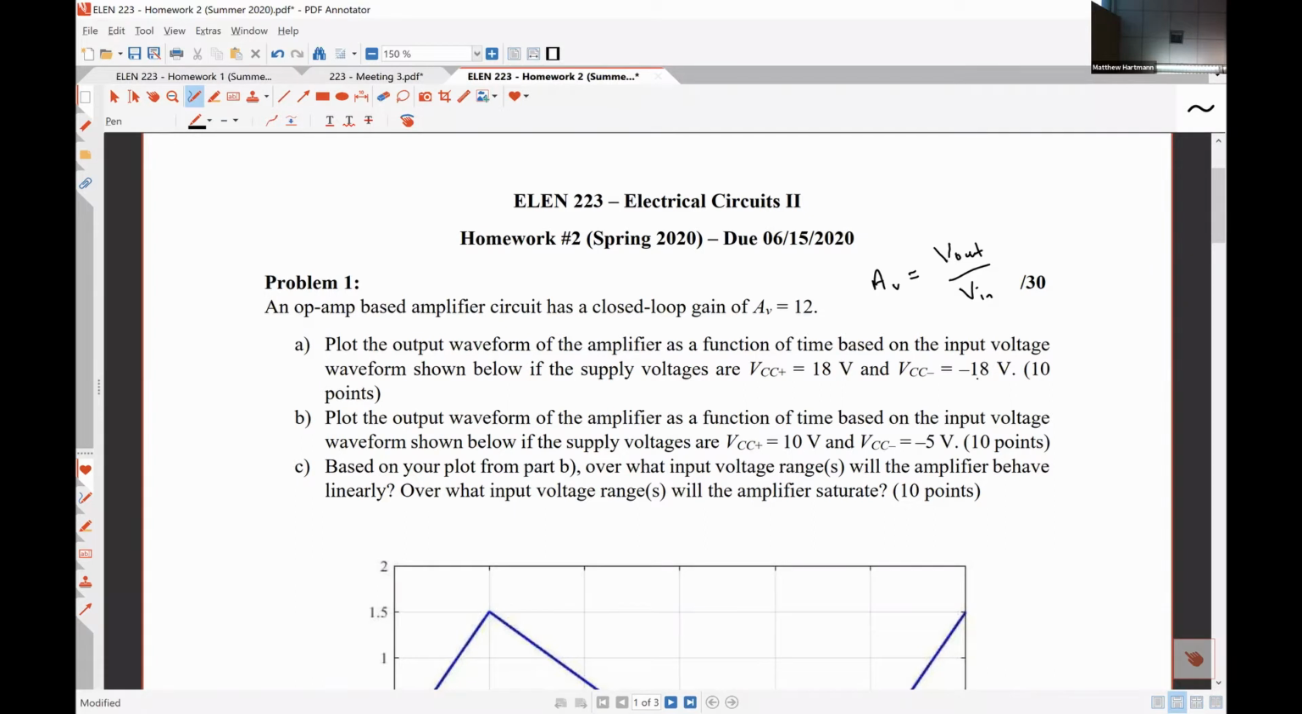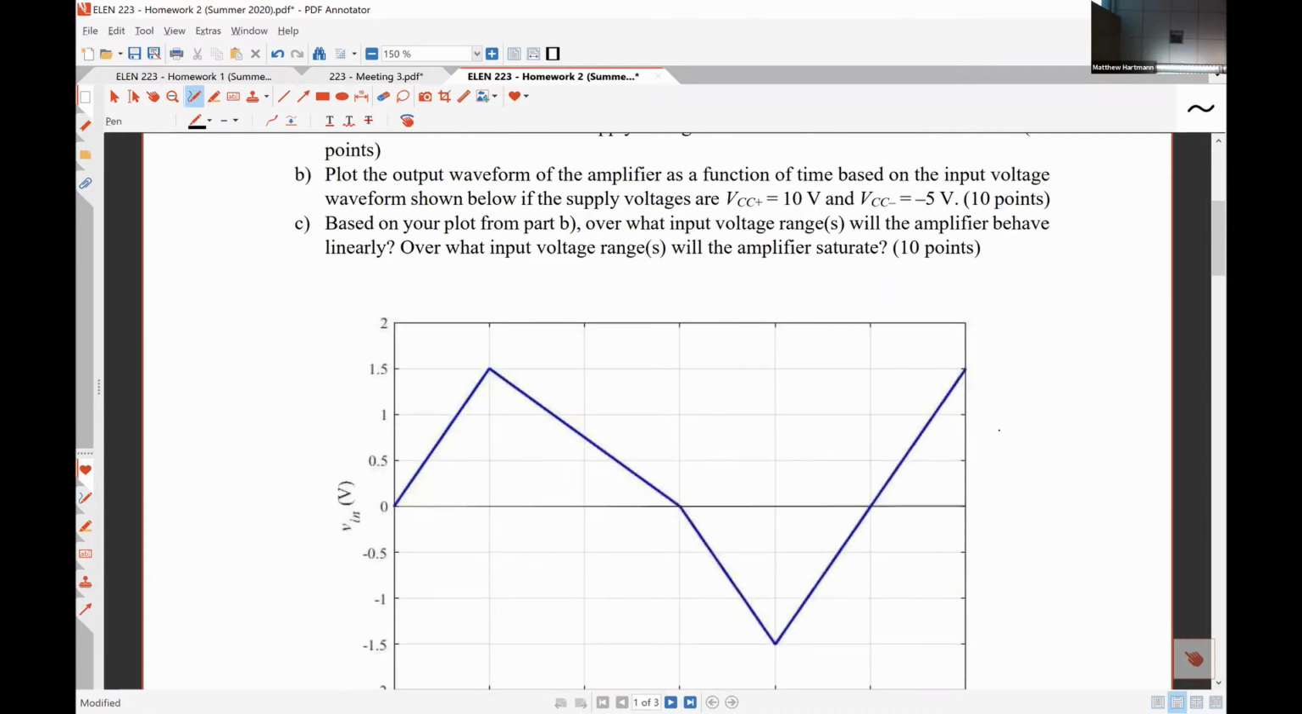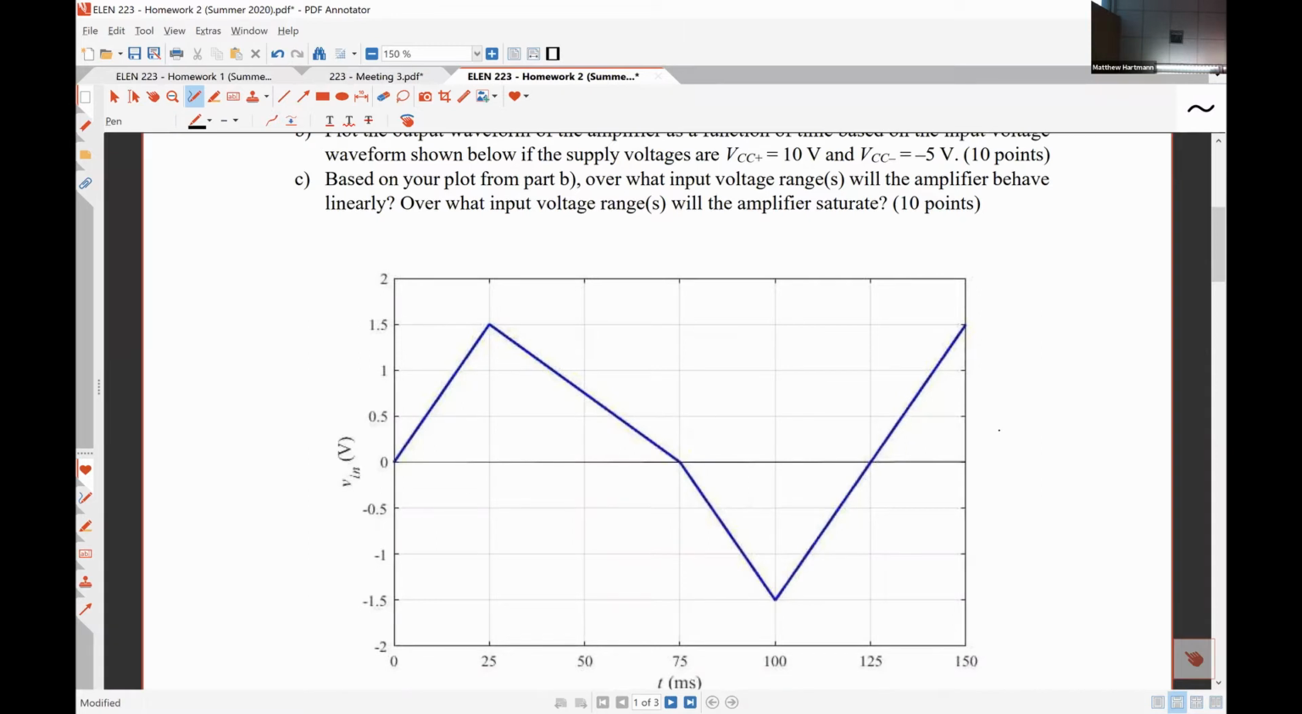So if we have a voltage gain of 12, and in part A we're asked to plot the output waveform of the amplifier as a function of time based on the input voltage waveform shown below with the supply voltages of 18 volts and negative 18 volts. So let's look at this picture here, okay? The maximum value for the input voltage is 1.5 volts. If we multiply by that gain factor of 12, what's that going to give us, Gordon? 18, I believe. Yes. And the minimum voltage is negative 1.5 volts. So if we multiply that by our gain factor of 12, we should get negative 18 volts.